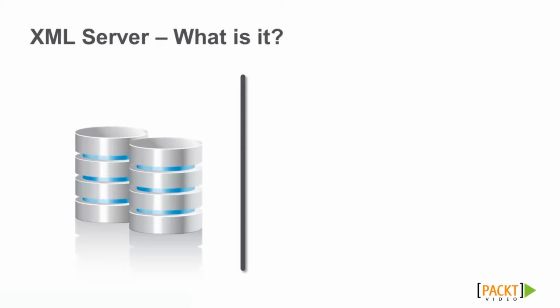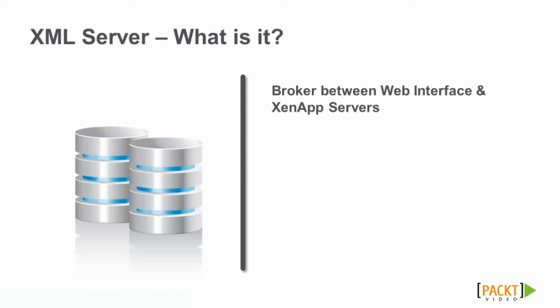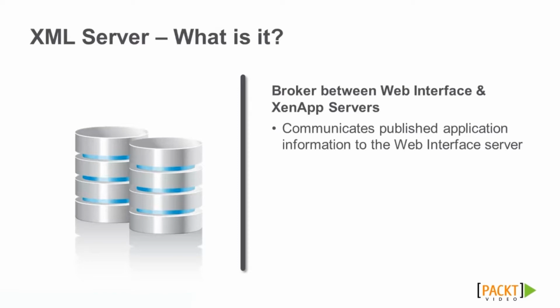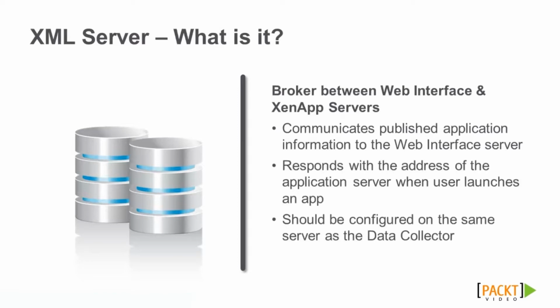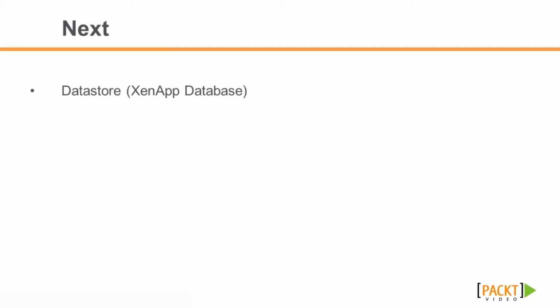The XML server is the broker between the web interface and XenApp servers. It communicates published application information that the user has access to the web interface server. It responds with the address of the application server when a user launches an app, and it should be configured on the same server as the data collector. Next, we will talk about the XenApp database, also referred to as the data store.